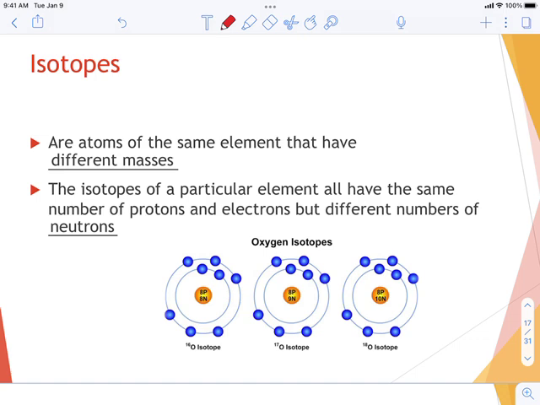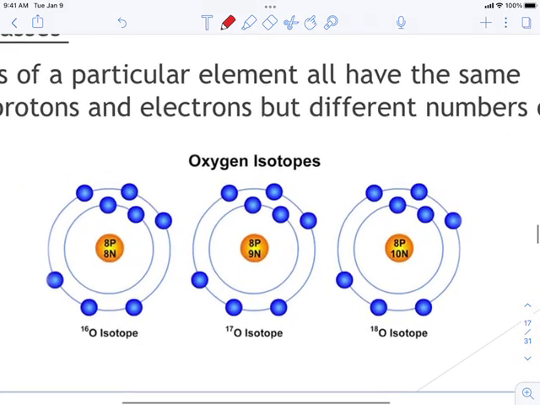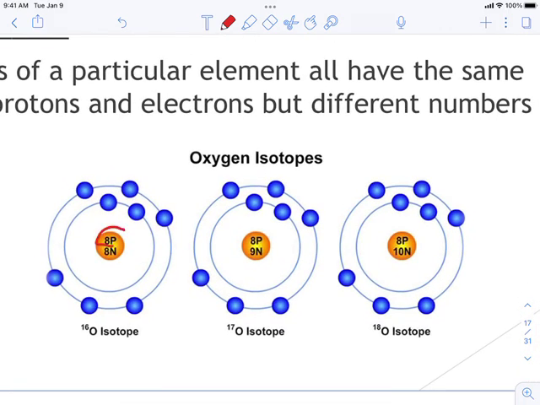So you can take oxygen, for example, as you see below. Oxygen has different atoms that have different masses. They don't have to be different, but they do have isotopes that are different. What makes them different masses is the number of neutrons. So every oxygen atom has 8 protons, always. You'll see down here, 8 protons, 8 protons, 8 protons.